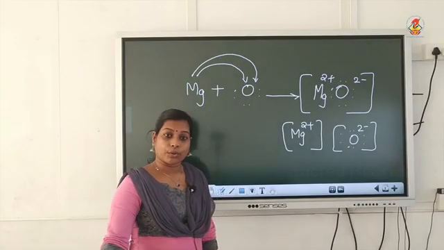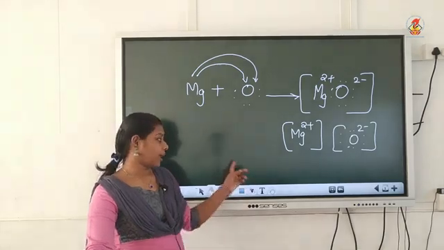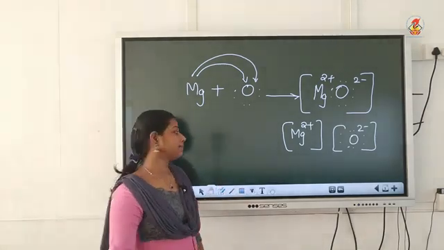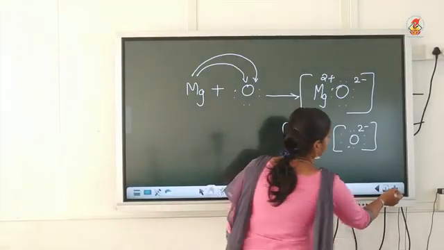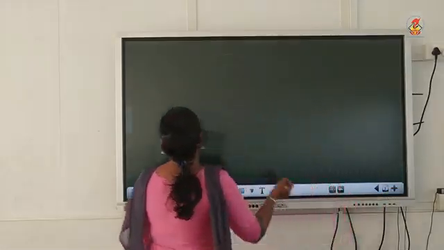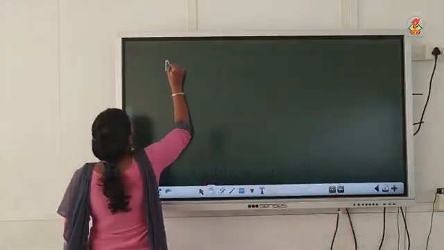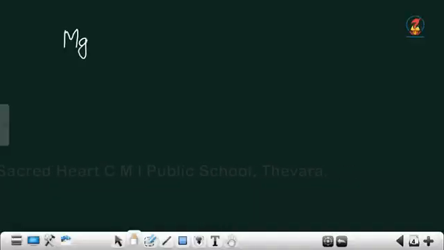Now we can move on to the next compound. We can see another example, formation of magnesium chloride. You know what is the formula for magnesium chloride? It is MgCl2. We can see how this is formed by combining magnesium and chlorine. In the same way, now we can see the electron dot structure.